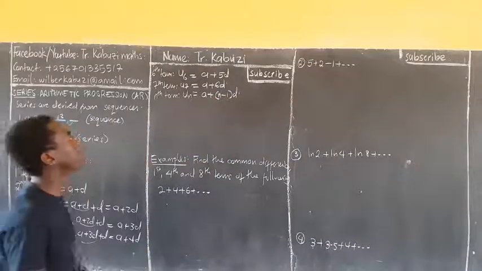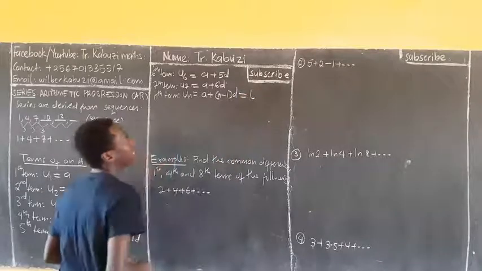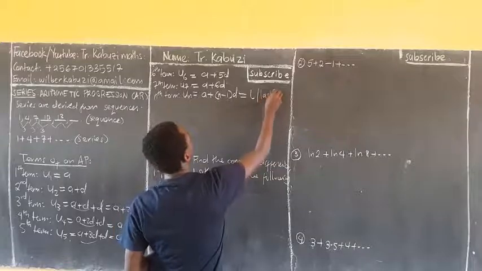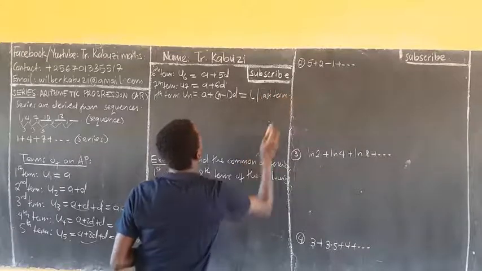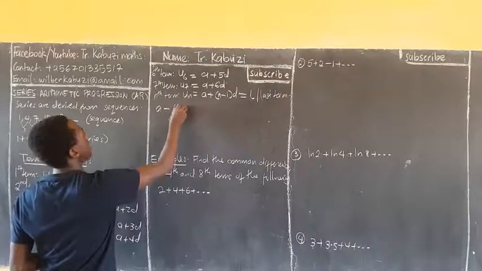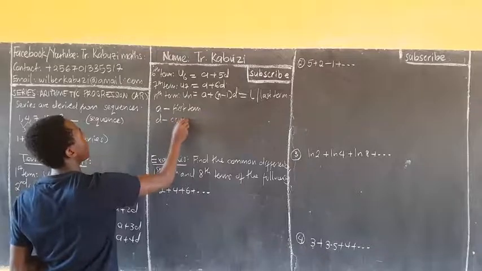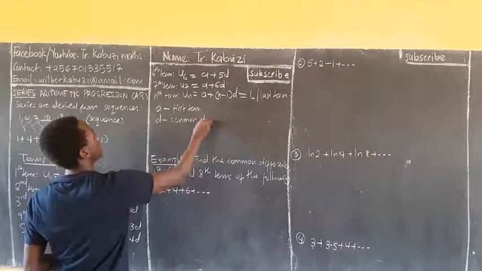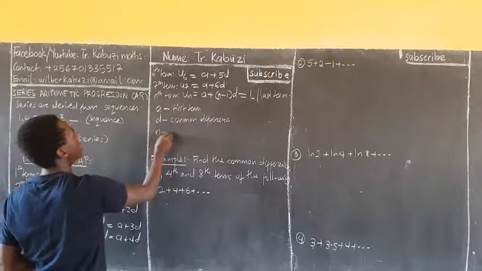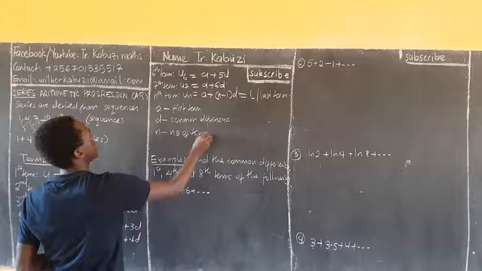This nth term is also called the last term, which is denoted by L. So from here we can find that our A is always the first term, our D is called the common difference, and then our N is the number of terms.